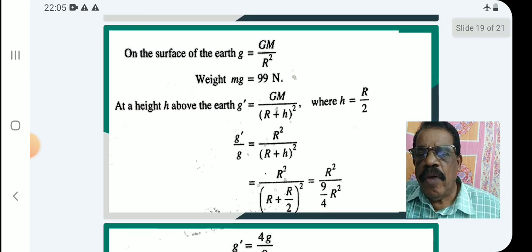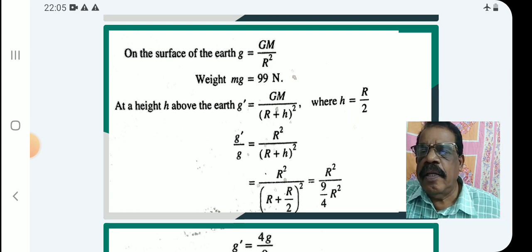This problem we have written previously and now we can see it. On the surface of Earth, g is GM by R square. mg is 99 Newton. At a height h above the ground, g dash is GM by R plus h the whole square, where h is R by 2.